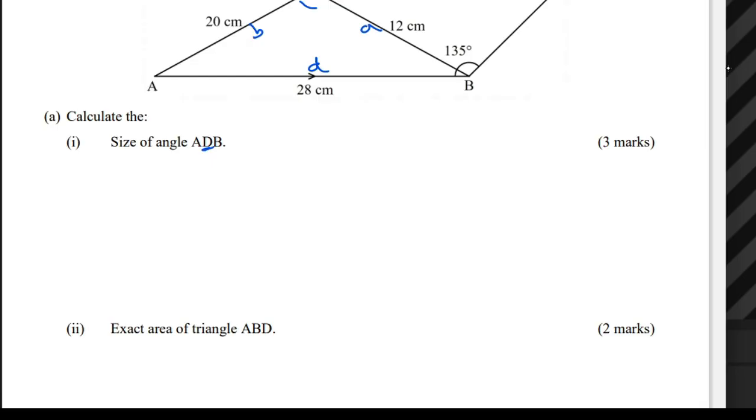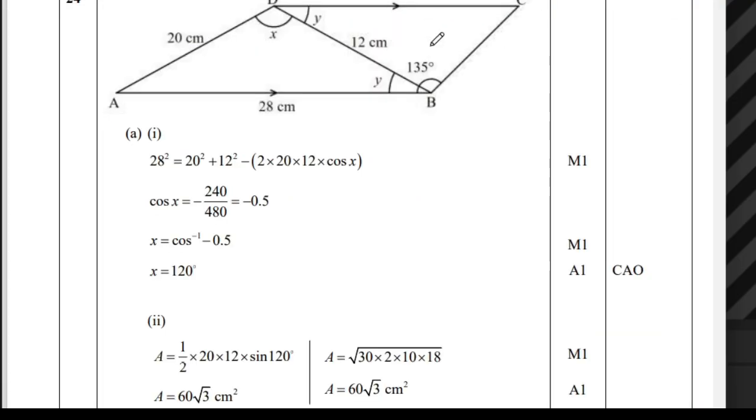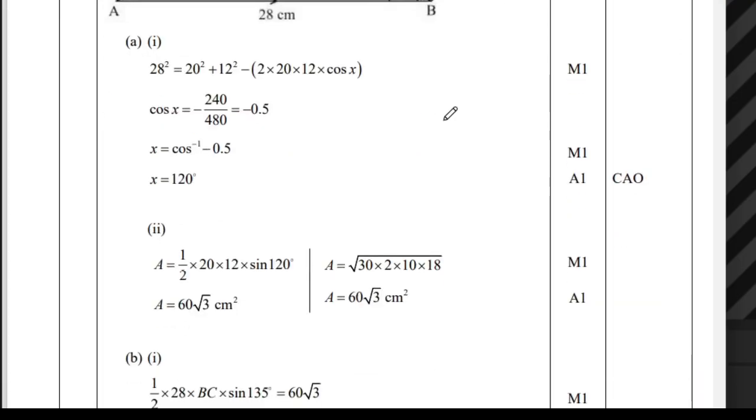So you will say D squared is equal to a squared plus b squared minus 2ab cos D. And now you get D. That one is very simple. You will get, actually that's what we have said. You will get X.